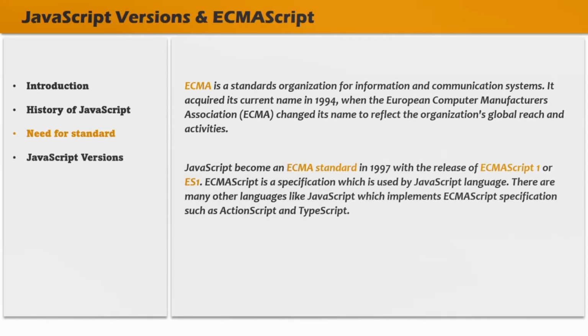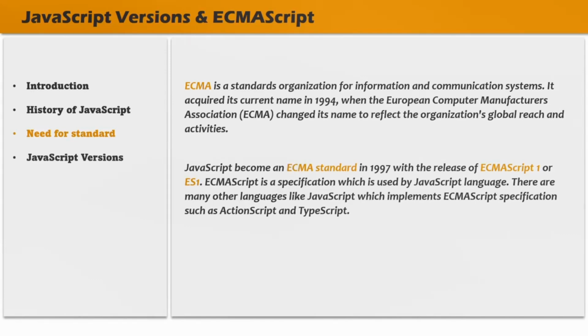Alright, so just to avoid any confusion, JavaScript is the name of the programming language and ECMAScript is the standard which this programming language uses. The versions of JavaScript are also named after ECMAScript, like ECMAScript 1 or ES1, ECMAScript 2 or ES2, ECMAScript 5 or ES5 and so on. So I hope now you know what ECMAScript is and how it is related to JavaScript.